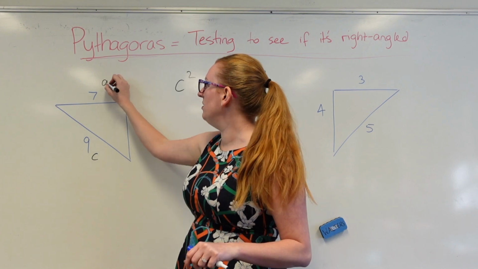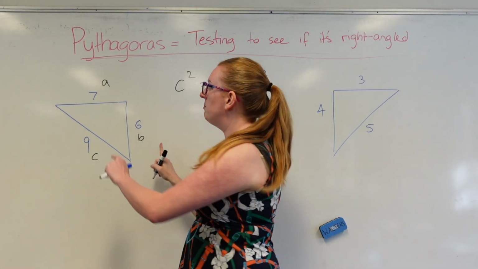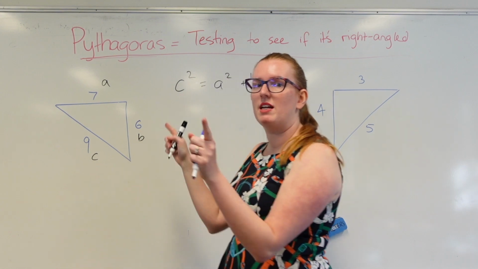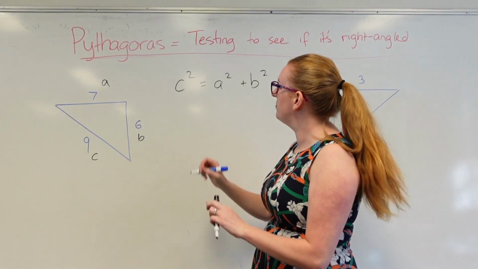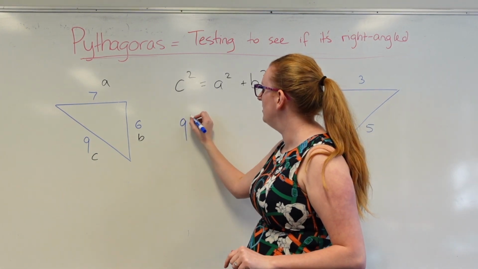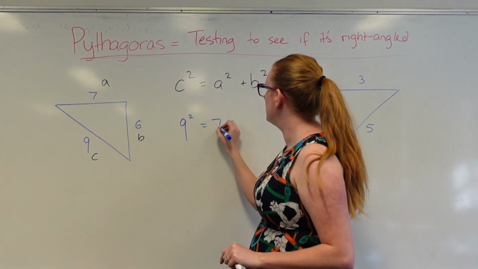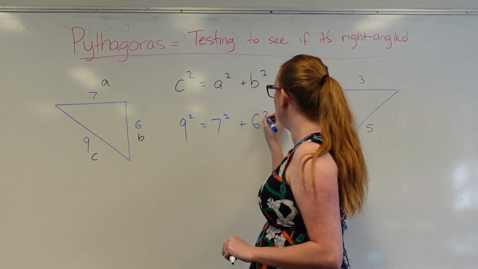Okay, and then this one, I don't know, we'll make this one A, and then this one can be B, but those two are interchangeable. They can be in either spot. So now I'm going to put those numbers into my formula. So C is 9 squared is equal to 7 squared plus 6 squared.